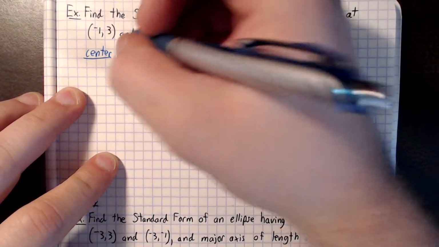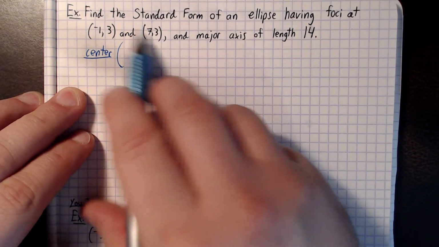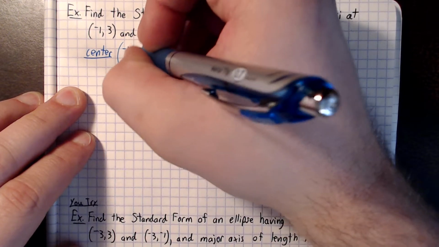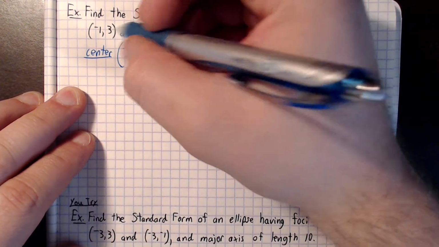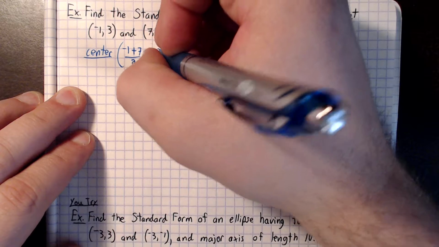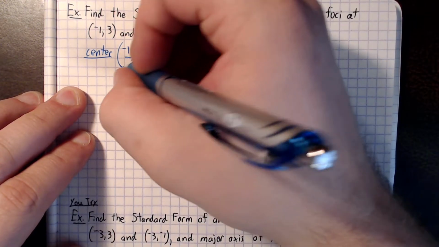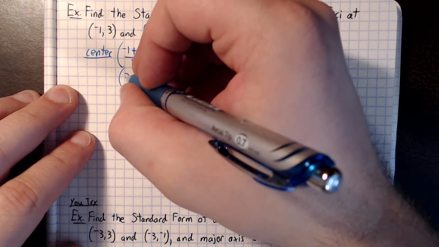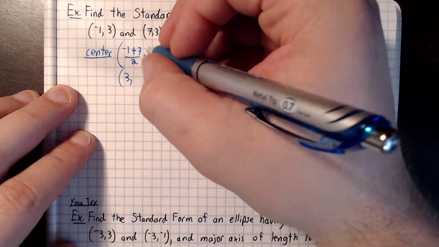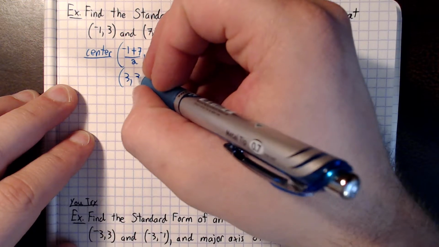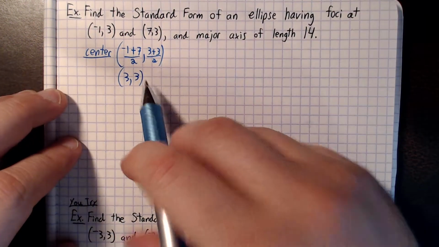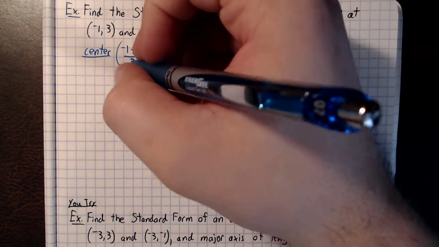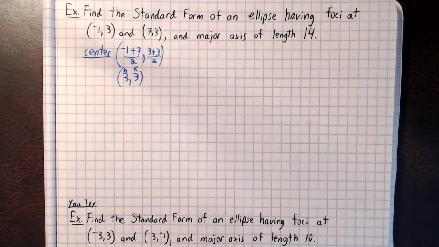The center: we're going to find the midpoint between our foci. So we're going to do (-1 + 7) divided by 2, and (3 + 3) divided by 2. That would be 6 divided by 2, which is 3. This would also be 6 divided by 2, which gives us 3. So this is our center, which is something that we need. That's going to be our h and our k.